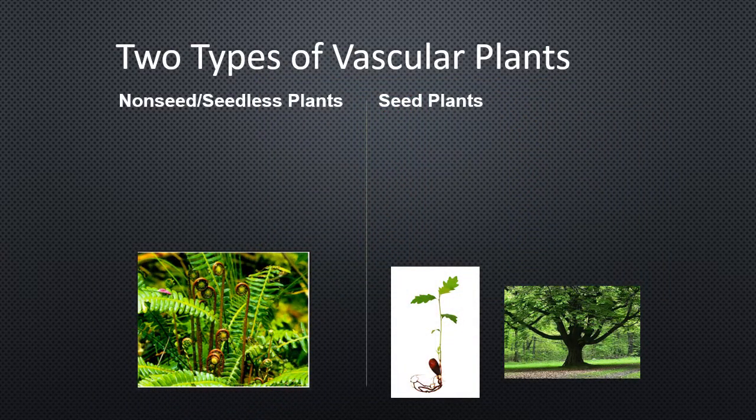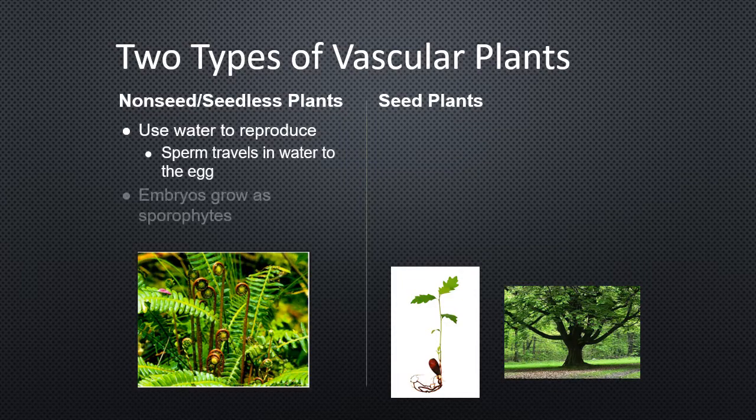Now, just looking at our vascular plants, we have two types. We have ones that do not have seeds, and then we have ones that have seeds. Our seedless plants use water to reproduce because they don't have seeds. The sperm has to travel through water. And the embryos grow as sporophytes. So those are our type of plants that have spores, like ferns. And then we have our seed plants.